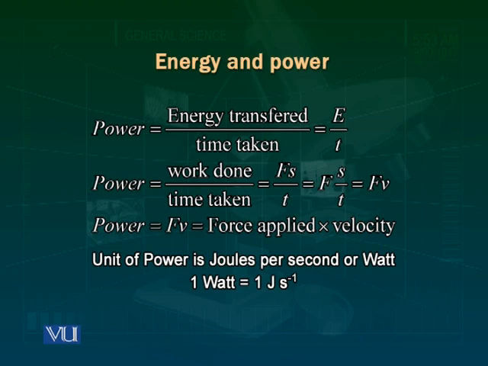Now, power can also be defined as work done over time taken, which is force into distance over time, and distance over time is, of course, speed. So power can also be defined as force into velocity. So we have another relationship which we have just developed, which is that power is force into applied velocity. And the unit of power, of course, is joules per second or watt, and 1 watt is defined as work done of 1 joule per second.